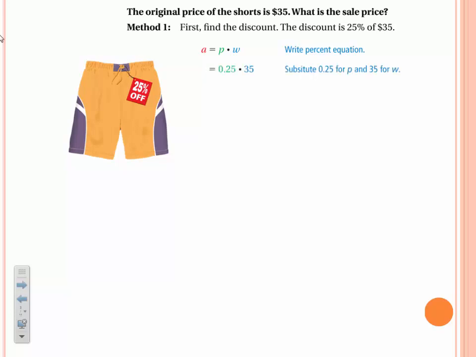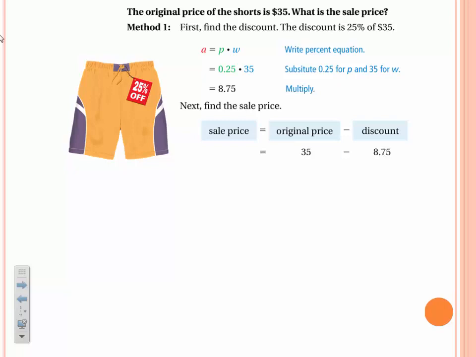So 0.25 of 35 is 8.75. But keep in mind that's not your answer because the discount is 25% off the original price. So now you have to take the original price minus the discount amount in order to get your sale price. Okay, so we take $35 minus 8.75 and we get how much the shorts cost when it's on sale. So $26.25 is the sale price. All right, hopefully you got that. If not, rewind it. But there's another method to do this.